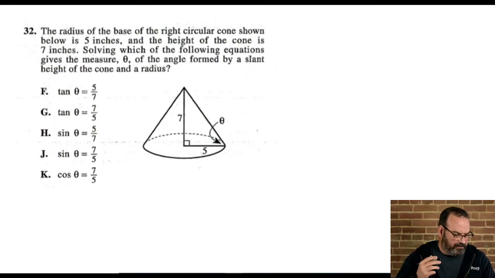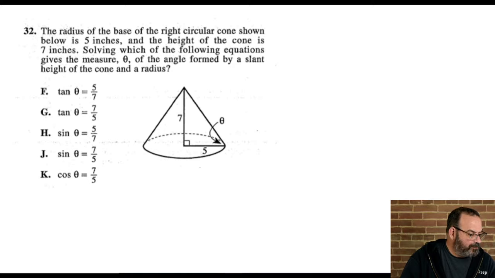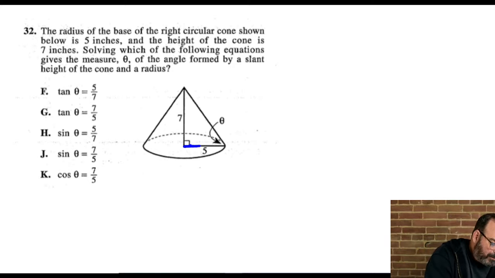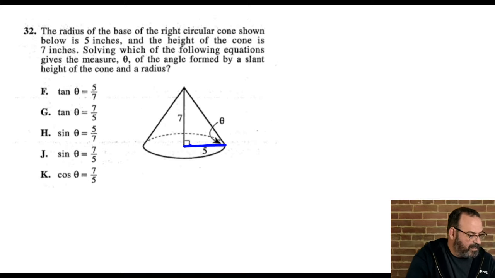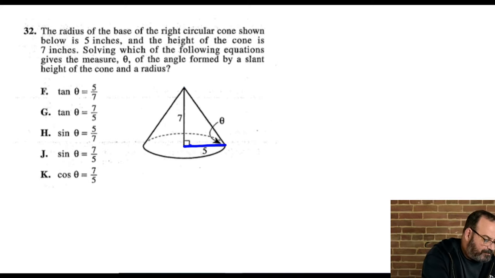This is a great question. It gives you a cone for some strange reason, throws a right triangle into it, and it asks you what's going on here. Why don't we read the question? The radius of the base of the right circular cone shown below is 5. Typical extra wordy standardized test. The height is 7.